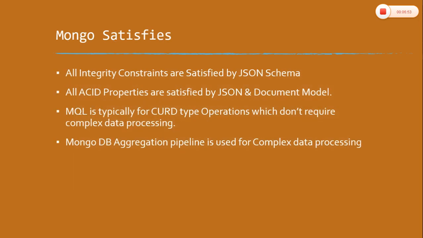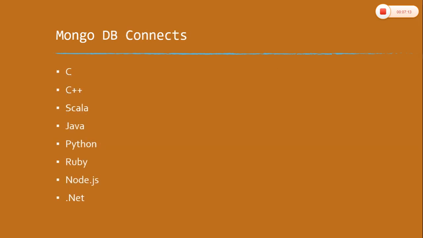What are all the ACID properties which are satisfied in a relational database? The same can be satisfied in MongoDB itself by using a JSON schema. And moreover, MQL is typically used for CRUD operations, and the MongoDB aggregation pipeline is used for very complex data processing. Hence, complex data is also handled in MongoDB.